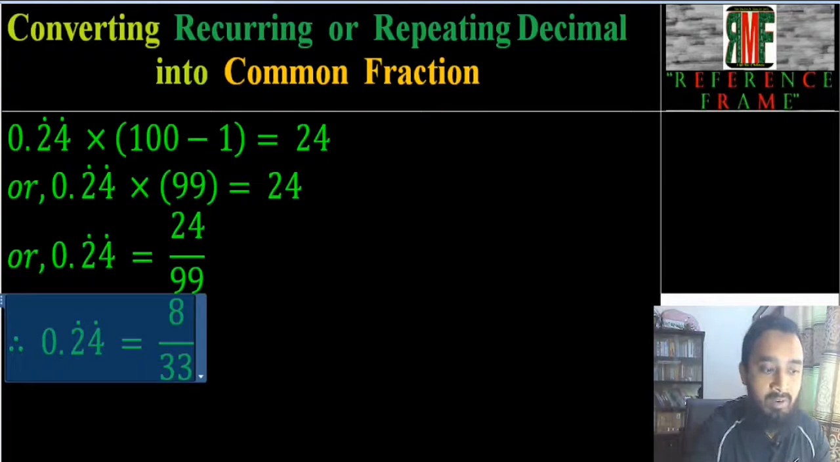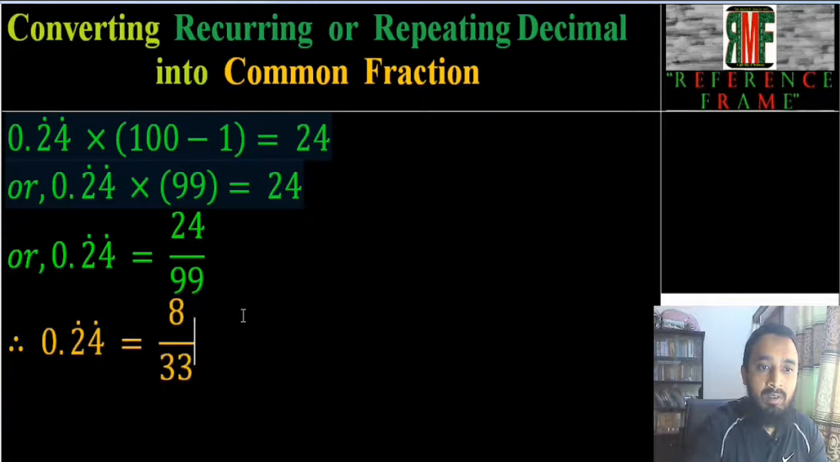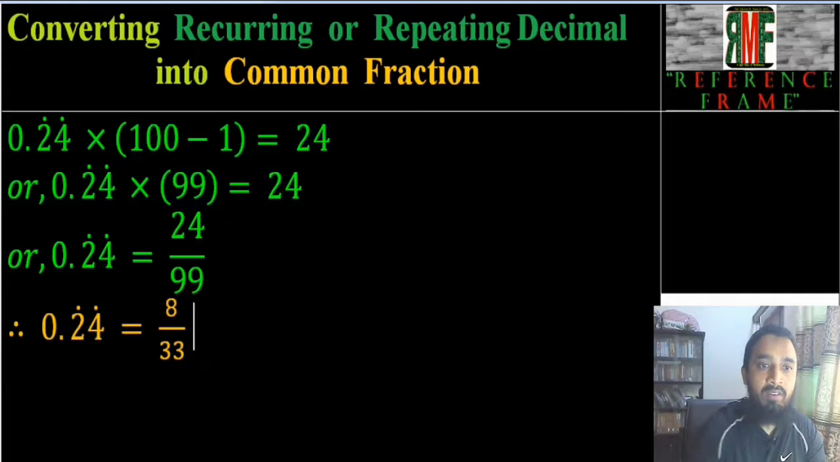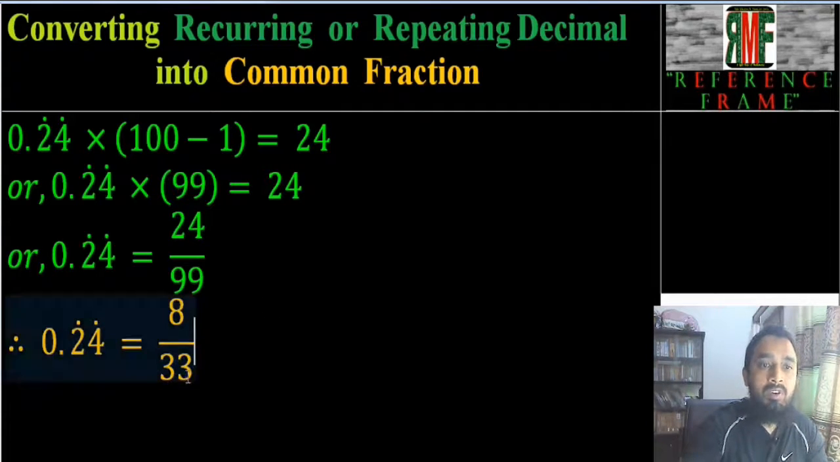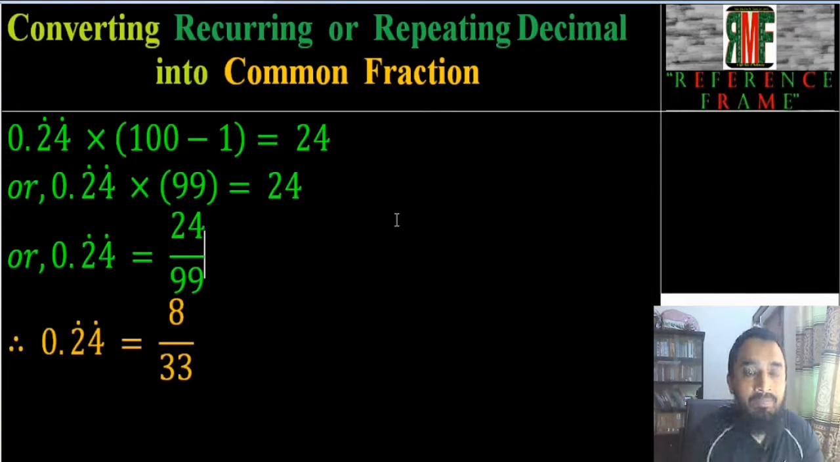This is a common fraction, right? You can see very clearly that this is a common fraction. This is a recurring decimal fraction which has been converted into a common fraction, where we have a numerator and a denominator. So this is the procedure of converting a recurring or repeating decimal into a common fraction.